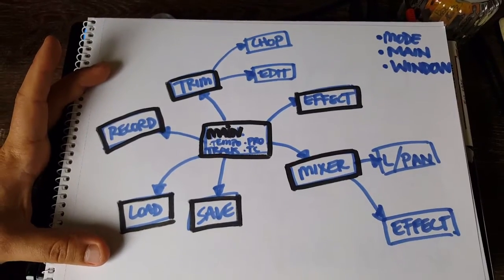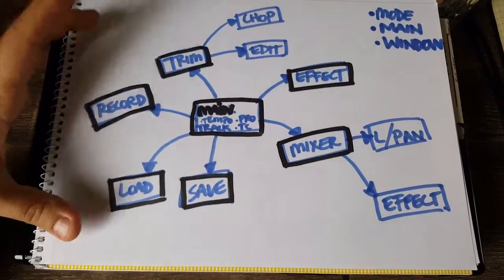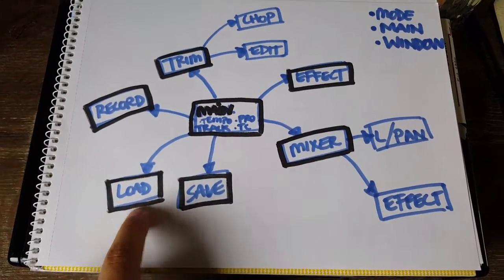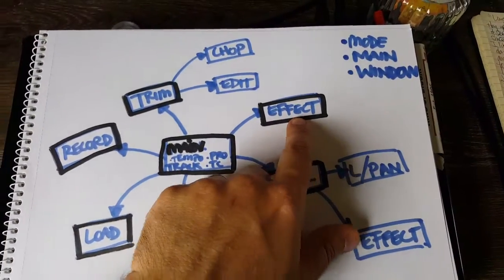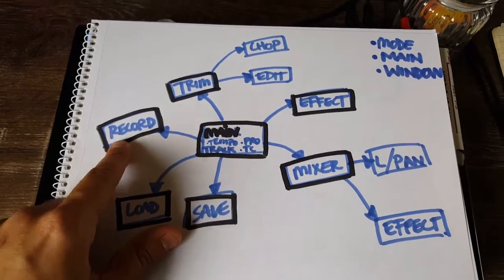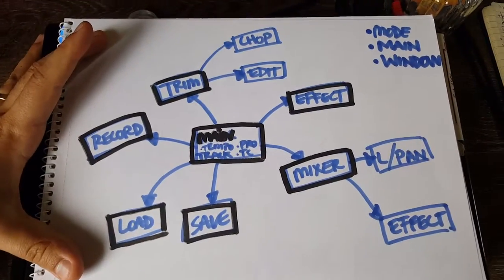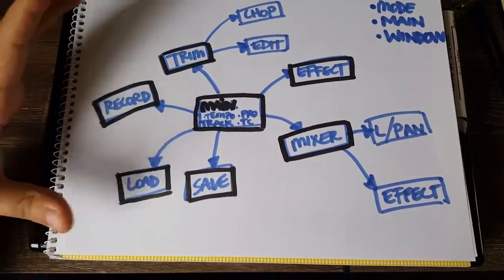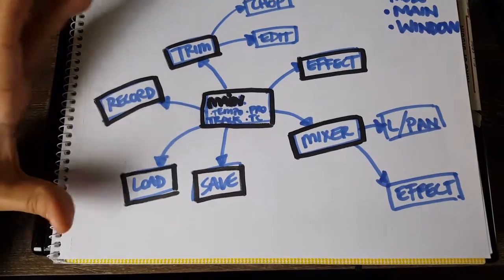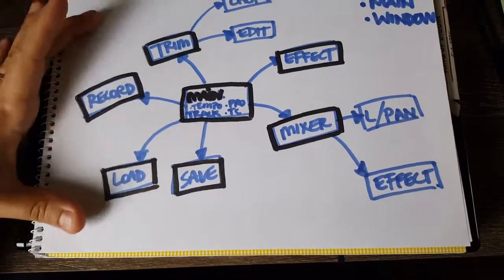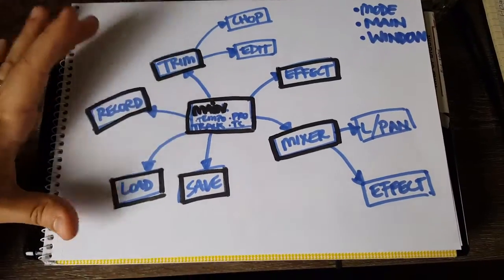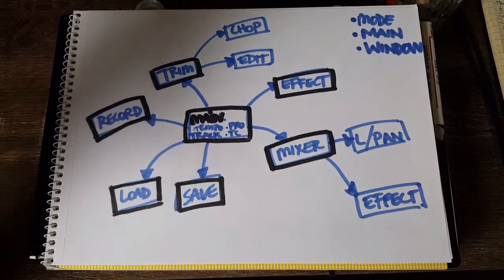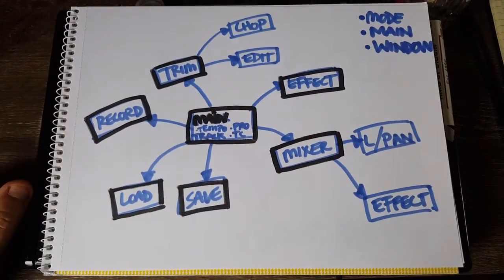Man, I spent like 5 minutes on that, but that is mapping out your mind. The main menu is there. There's load, save, mixer, effect, trim, and record. If you can't get that, you won't be able to make a beat. If this is already doing your head in, you won't be able to make the beat. You need to get past this. This is absolutely essential for making your beat. Now, let's go back to the MPC and let's start making some music.